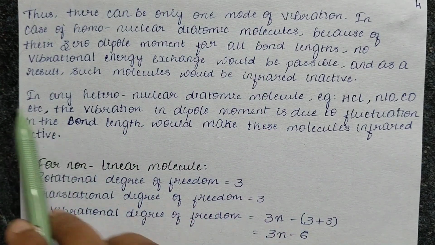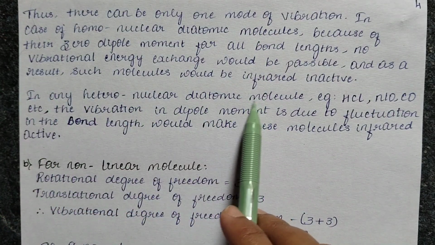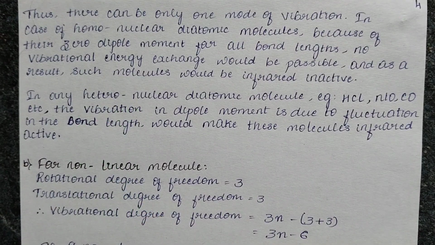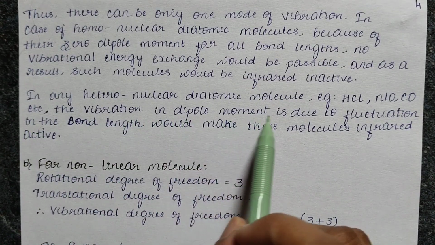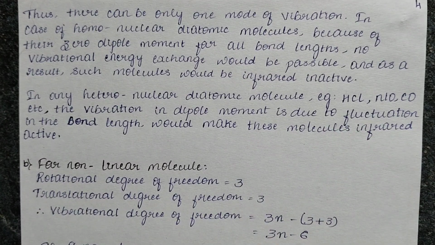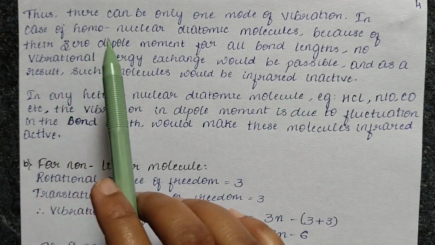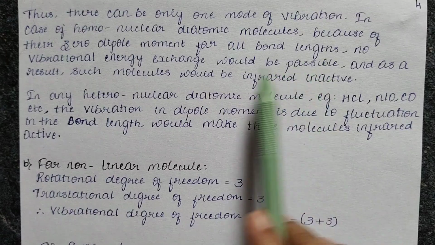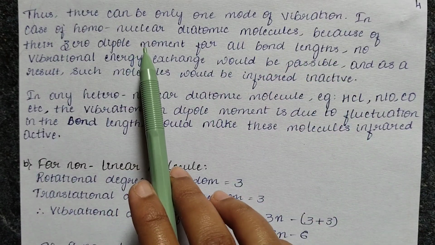But apart from that, in any heteronuclear diatomic molecule, heteronuclear is nothing but molecules which have different kinds of atoms in them, like HCl, NO, CO, etc. The vibration in dipole moment due to the fluctuation in the bond length would make this molecule infrared active. Since we know in the case of homonuclear diatomic molecules, their bond length will be the same, their dipole moment will be zero.